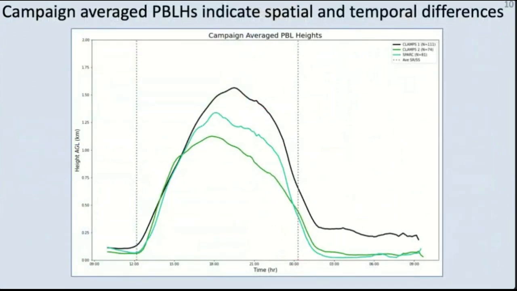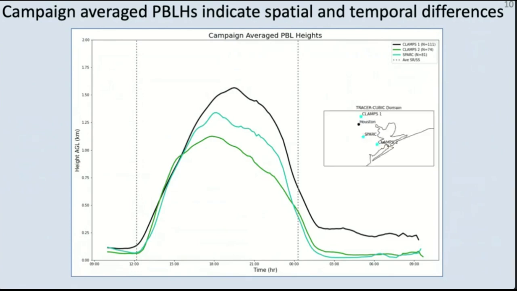So once the PBL height algorithm was applied to each site for the duration of the campaign, we can really get into the analysis and start getting an idea of the PBL characteristics throughout the Houston area. Here we have the campaign averaged PBL heights for each of the 3 sites. Focusing in specifically on the daytime boundary layer, we can see that the timing of the maximum PBL height and the differences in depth of the PBL are pretty significant between the 3 different sites.